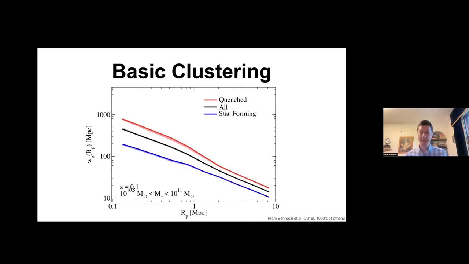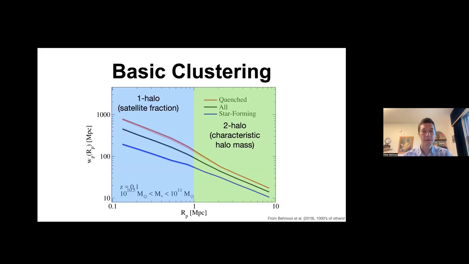Let's go back to some basics to understand what we can learn from this. If I look at a basic plot of clustering, this is a galaxy autocorrelation function, you can look at any of thousands of different papers that have measured this or predicted this from theoretical models. We usually talk about two regimes, a one halo term and a two halo term. The one halo term is mostly contributed by galaxies within the same dark matter halo, and the two halo term is contributed by galaxies in different dark matter halos.